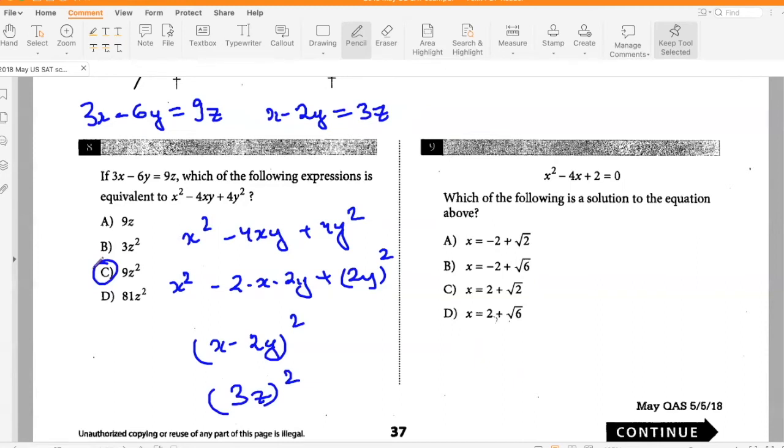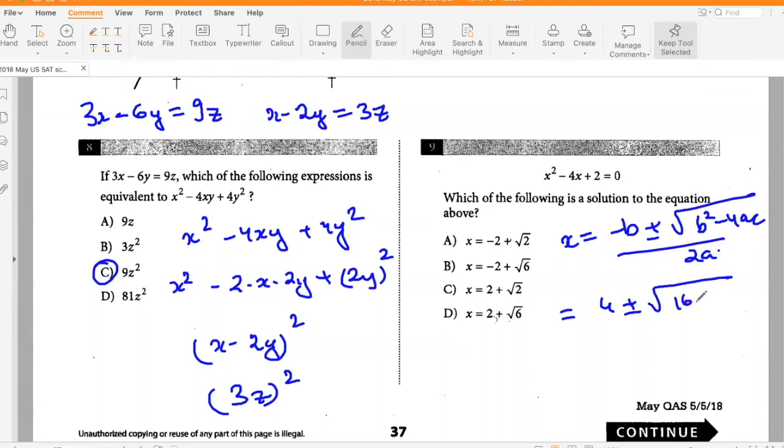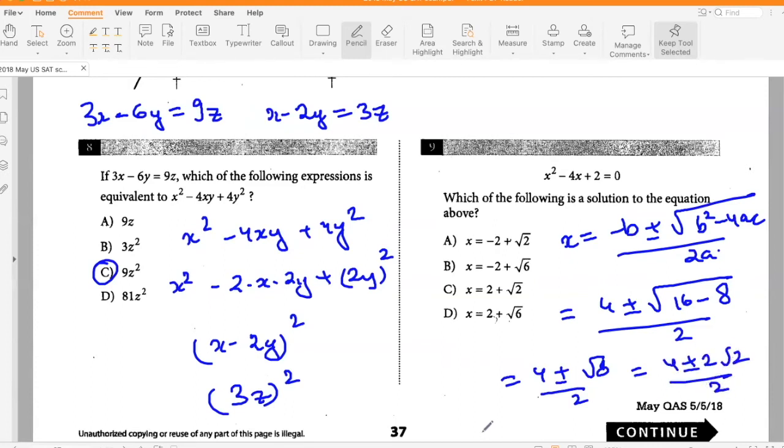Which of the following is a solution to the equation above? So we can use the quadratic formula, minus b plus minus under root of b squared minus 4ac by 2a. So that will be 4 plus minus under root of 16 minus 8 by 2. So that's 4 plus minus root 8 by 2. So that's 4 plus minus 2 root 2 by 2. So that's 2 plus minus root 2. So 2 plus root 2 and 2 minus root 2. So C.